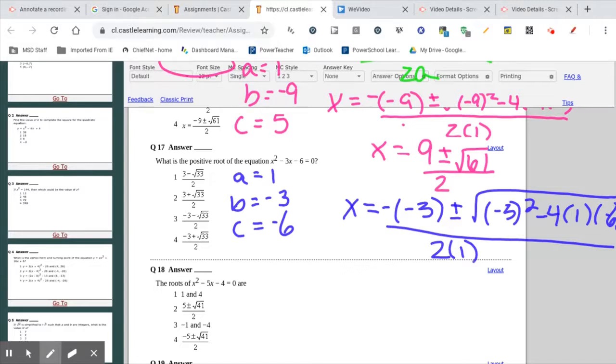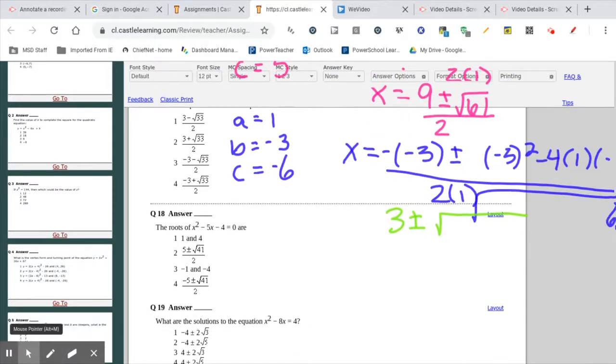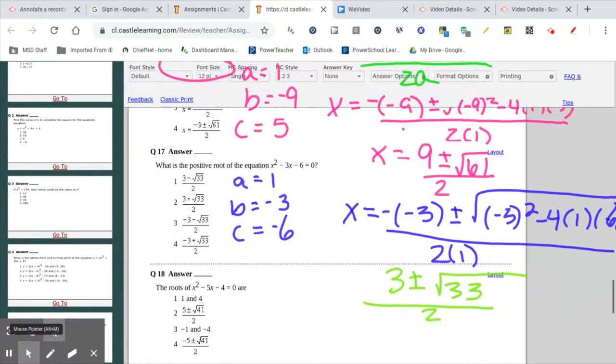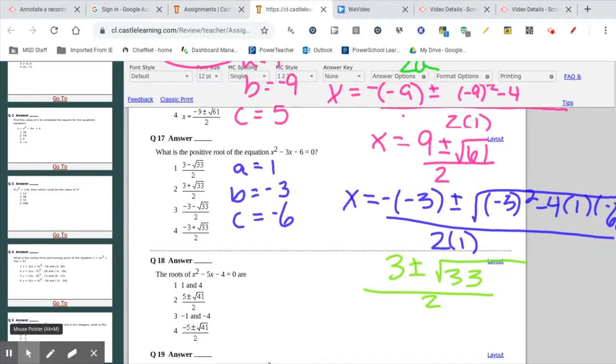We have +3 plus or minus the square root of 9 plus 24, so we end up with 33, and that should be all over 2. Again, we didn't even have to simplify because that answer is here. So +3 plus or minus, so either one of those would work, and over 2, it seems that 2 is our answer.